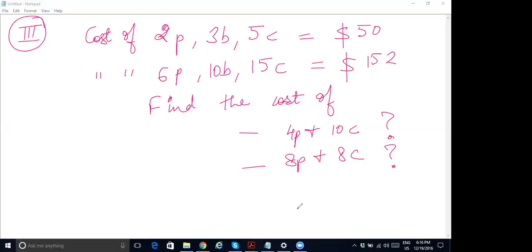So I can find 4p plus 10c in terms of, basically, 100 minus 6b. But that is not the value. We need to figure out a value. And for both the questions, there is an option "cannot be determined." So you need to figure out whether you can actually find the answer or not.